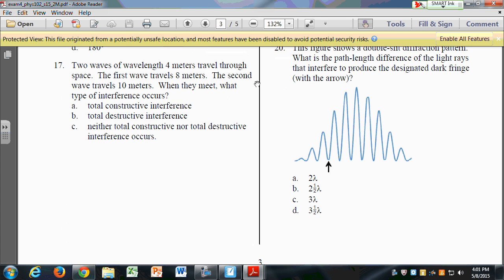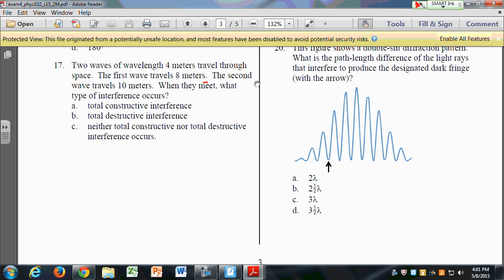Okay, yeah, so two waves of wavelength 4 meters travel through space. The first wave travels 8 meters, second wave travels 10 meters. What type of interference occurs? What's important here is the path length difference. If you have a path length difference that's a wavelength, or 2 wavelengths, or 3 wavelengths, or whatever, that's constructive interference. If you have a path length difference of half a wavelength, that's destructive interference.